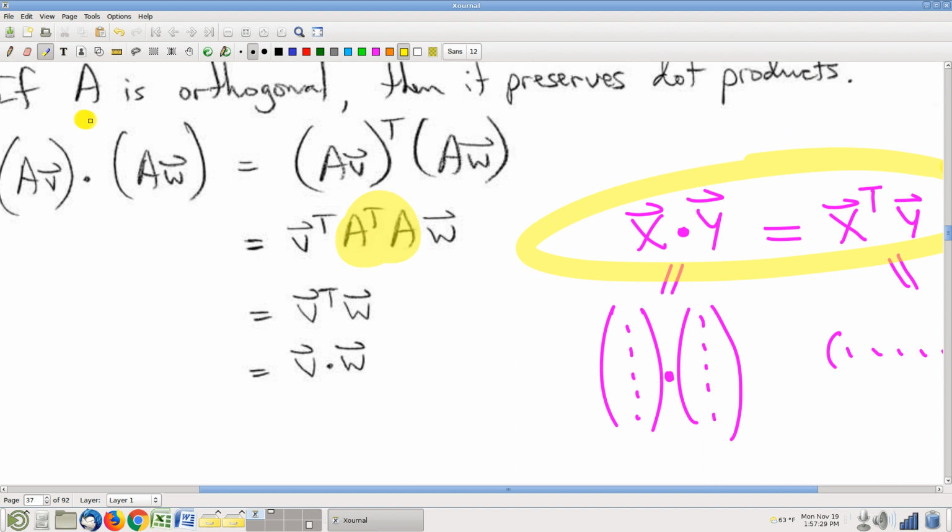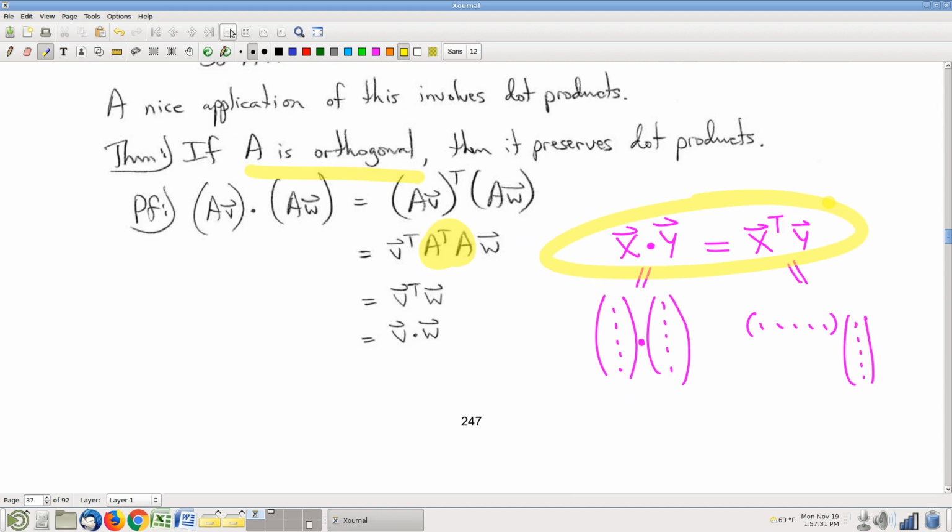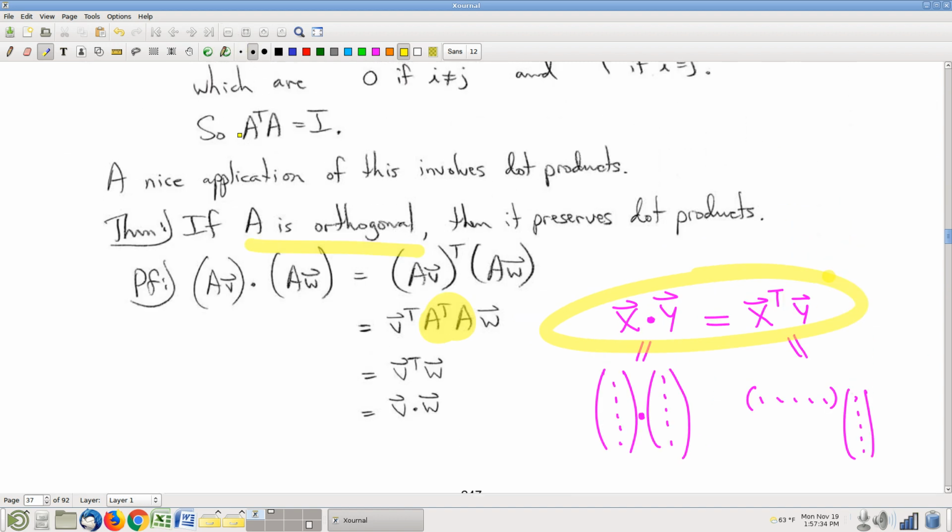Wait a minute, this is an orthogonal matrix, and orthogonal matrices have the feature that A transpose A is the identity. So this A transpose A disappears in this product. We're left with nothing but V transpose W, which of course is V dot W. Guys, this is a very convenient little algebraic sleight of hand. Makes everything work out nicely. How we doing? Everybody on board?